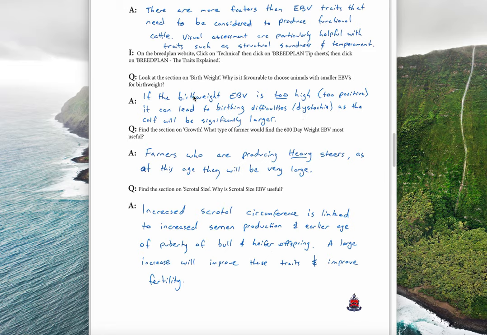So if the EBV for birth weight is quite high, it means that there's a good chance that there'll be quite a large calf because it's going to be quite heavy. So generally speaking, you want the birth weight EBV to be lower, not too large, because it will lead to probable birthing difficulties.